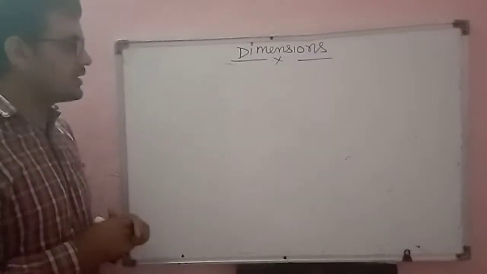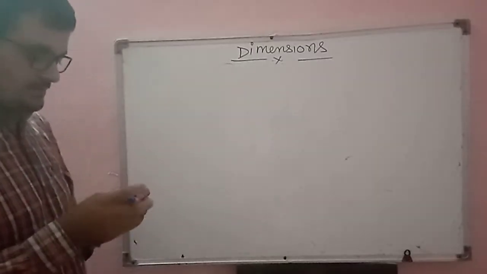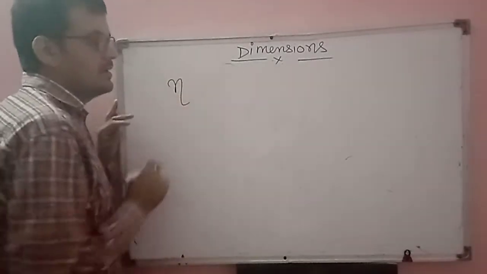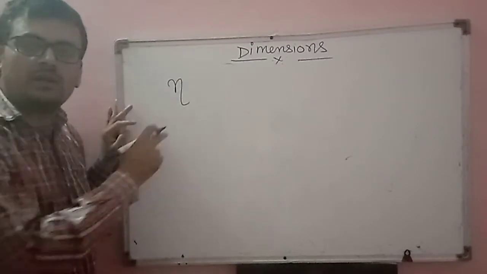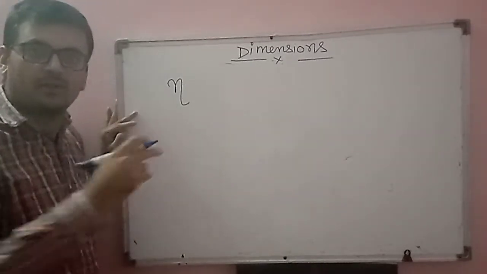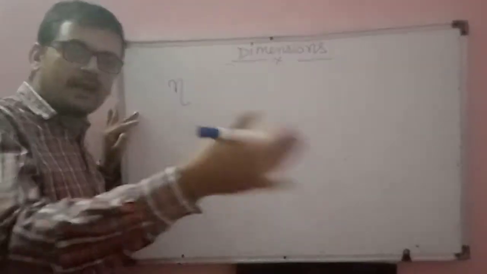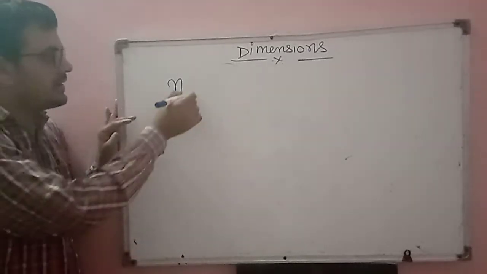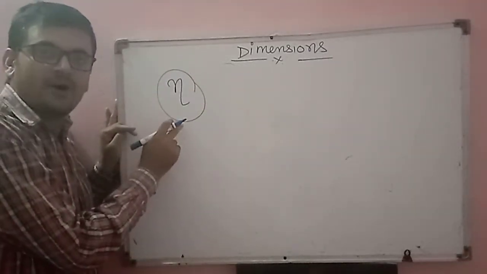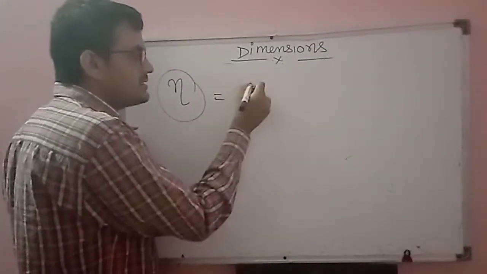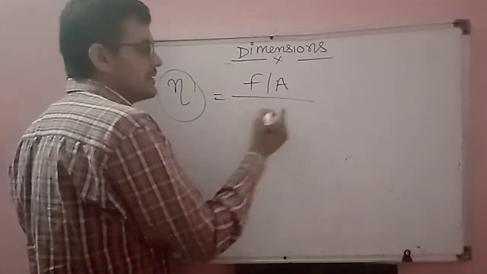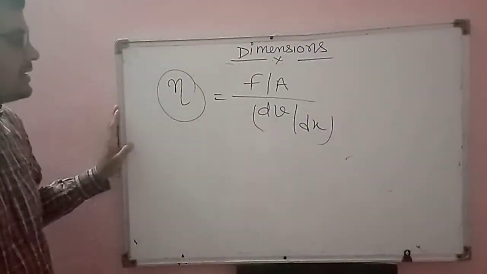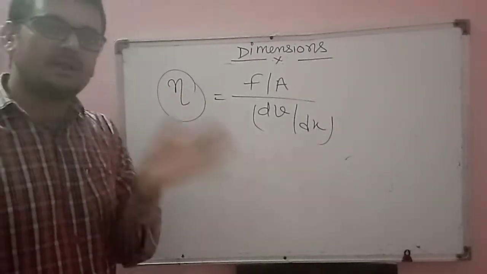So I am giving you one more example. Eta is called the coefficient of viscosity. You will study it in the second book, in volume second. Its formula is F upon A, dv over dx. I will tell you the meaning of viscosity and the coefficient of viscosity. We will discuss it later when it comes.